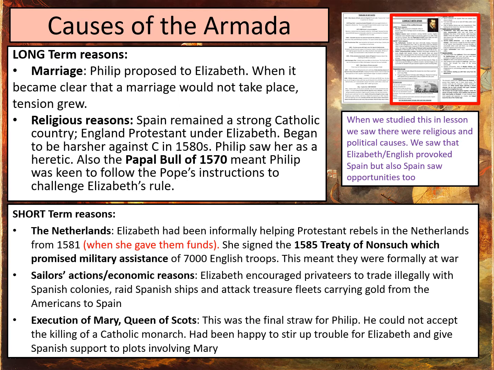He'd been happy to stir up trouble for Elizabeth and give Spanish support to the plots involving Mary. He would have preferred Mary to have been Queen of England because she would have been a more friendly queen towards him, being a Catholic monarch.